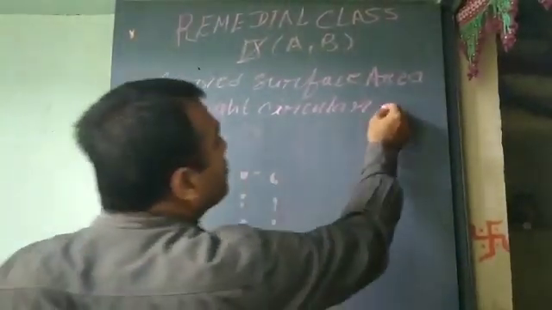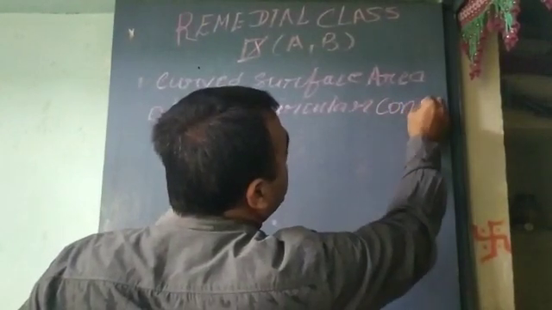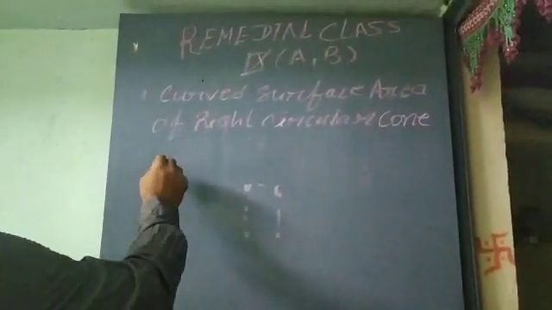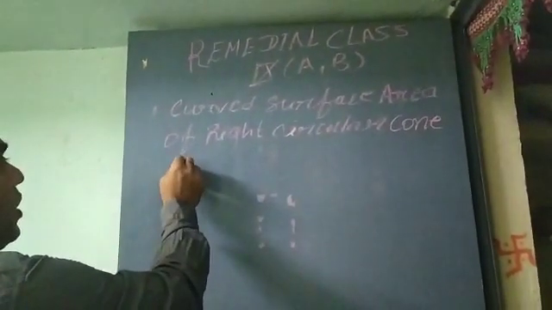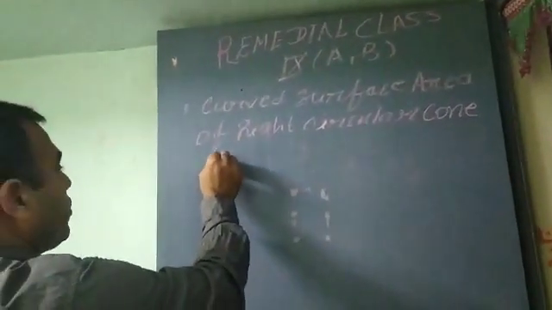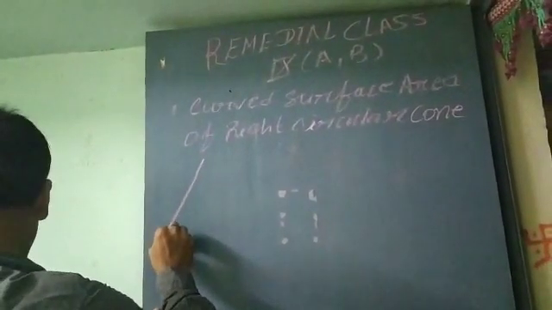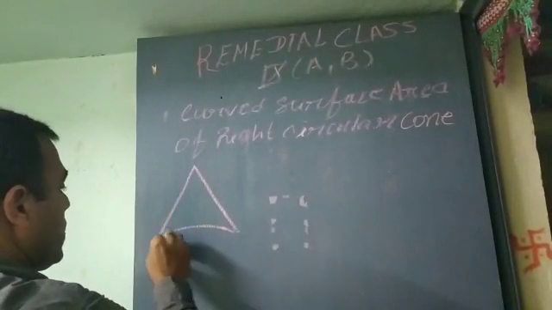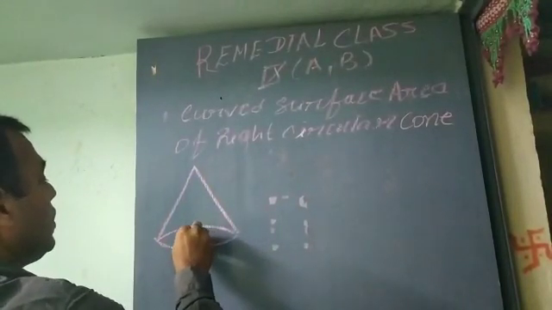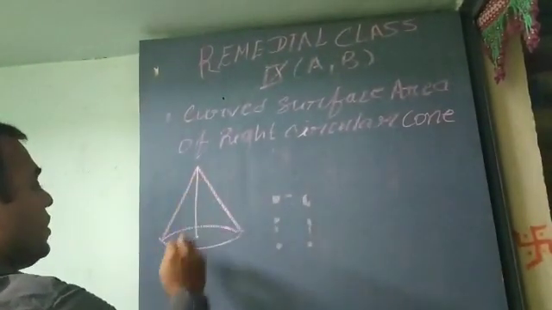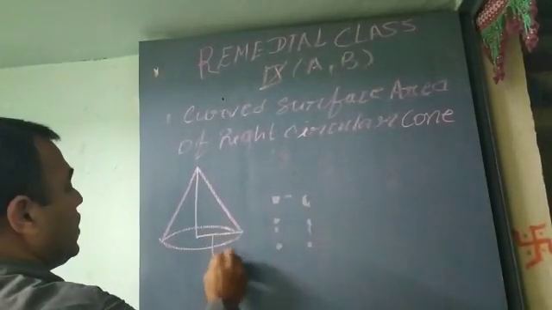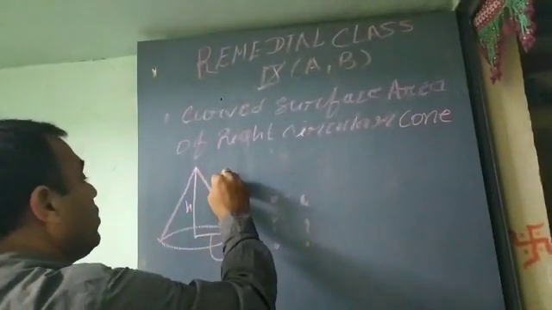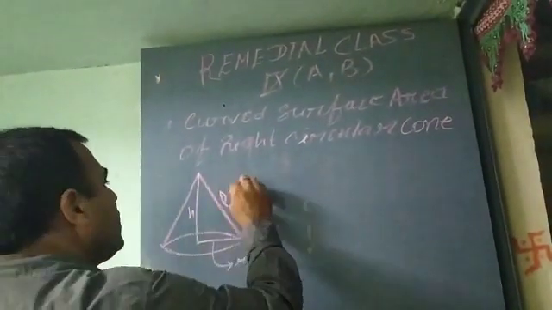Right circular cone. So how do we find the curved surface area of a right circular cone? This is the cone. From the center it is the height, and this is the radius. This is r, this is h, and this one is the slant height.